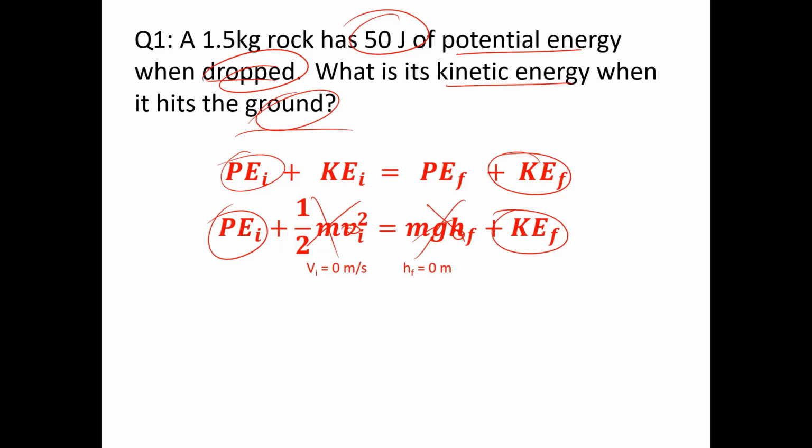You can also just think, okay, well, there's no velocity, it has no kinetic energy. There's no height, no location above the ground. It doesn't have any potential energy, so you might right off the bat just say PE initial equals KE final. Just whatever you need, but this is what's really happening. This is why there's no kinetic energy at the beginning. There's no velocity. This is why there's no potential energy at the end, because it has no height.